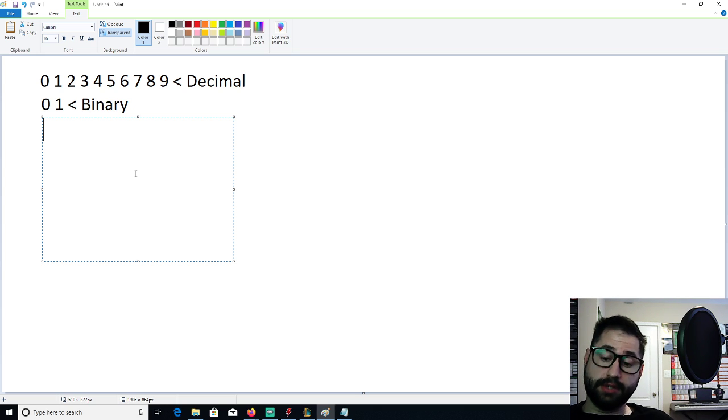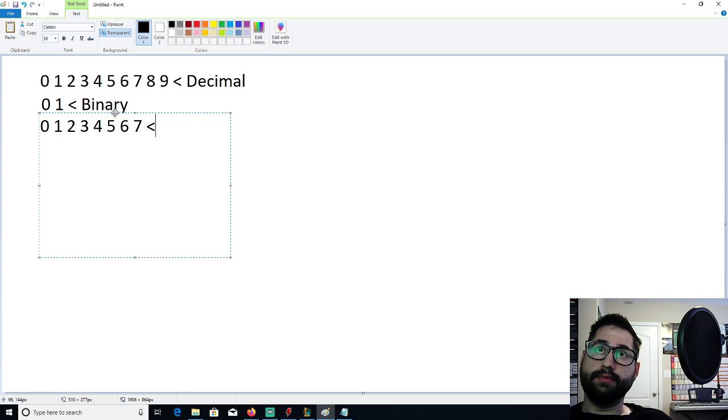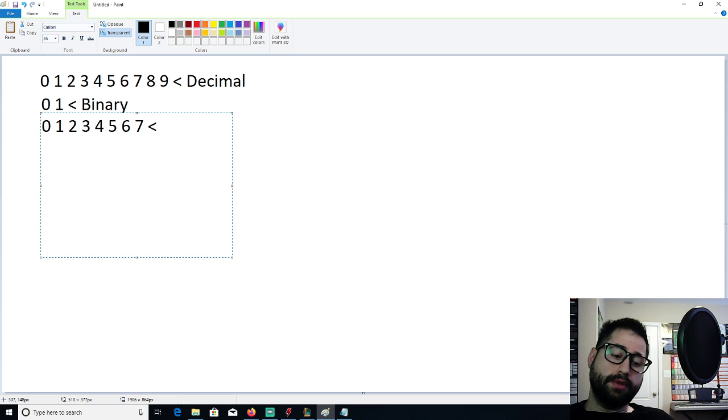Well, if you think of an octopus, it has 8 legs, right? It's base 8. So 0, 1, 2, 3, 4, 5, 6, 7. Once again, you might think, oh, I see a 7, this is 7 digits. No, this is 8 digits because I'm including a 0. 0 is a valid representation of a value, even though the value is nothing. So this right here is going to be our octal.